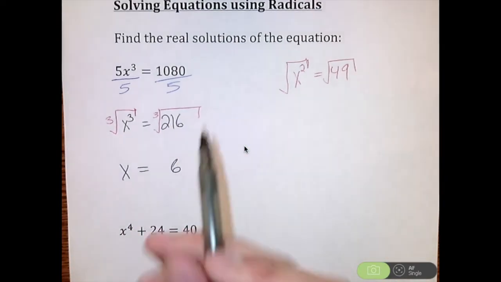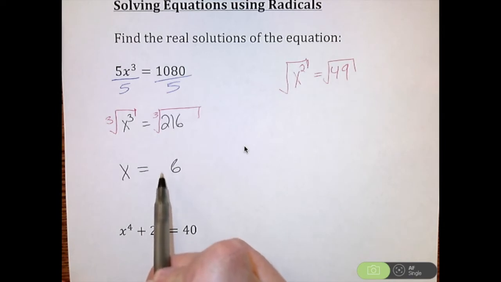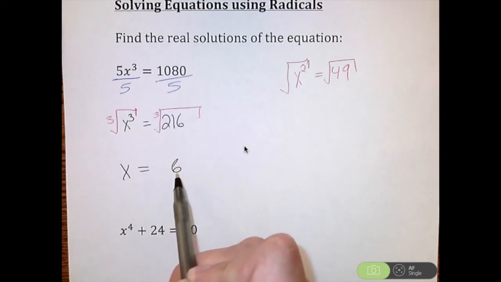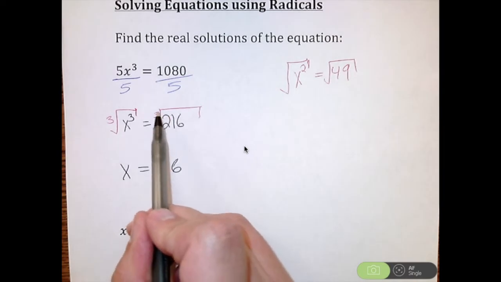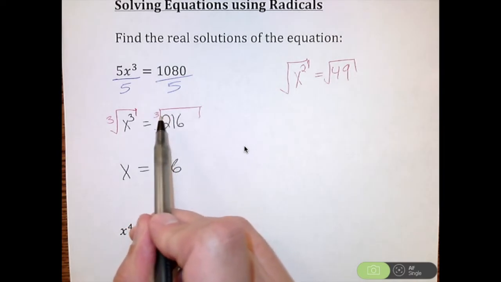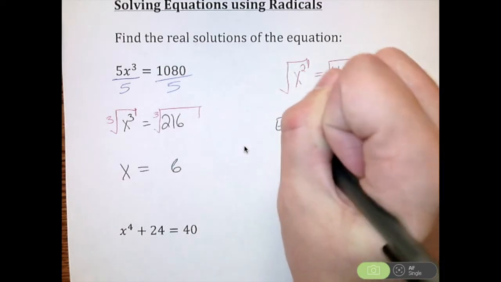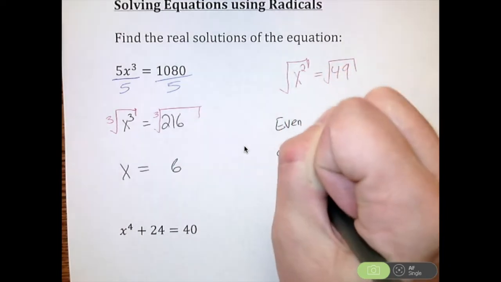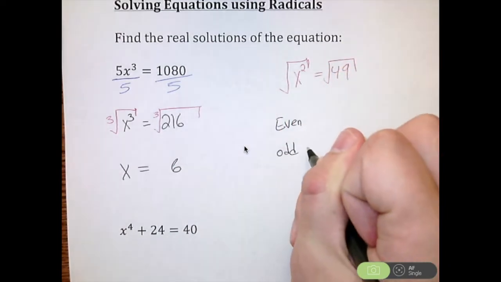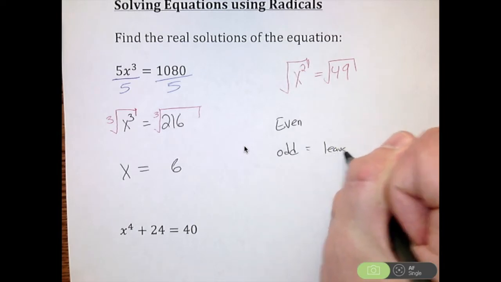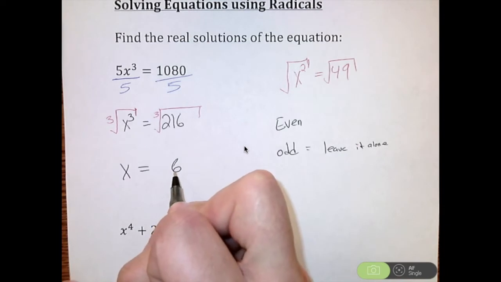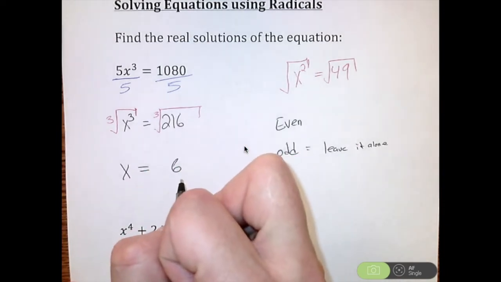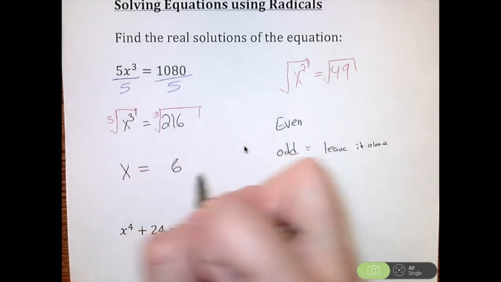Now the question becomes, is this going to be a positive, a negative answer, or leave it just as is? The rule of thumb there is you look at what is the root power, and we want to know if it's even or odd. If it's odd, we're basically going to leave things as is. So we're going to leave it alone. So if this was negative up here, I'm going to get a negative down there. If this is positive up here, I'm going to get a positive down there.